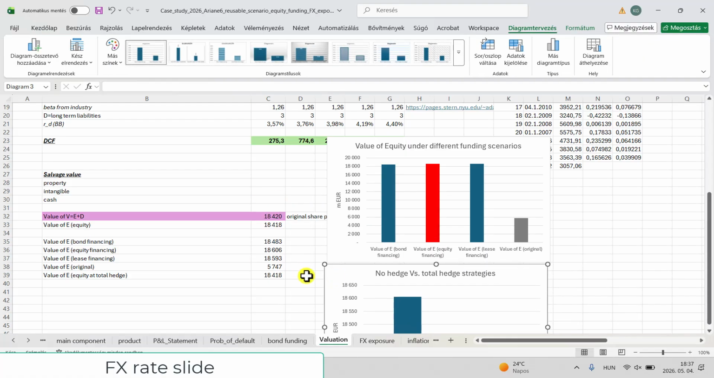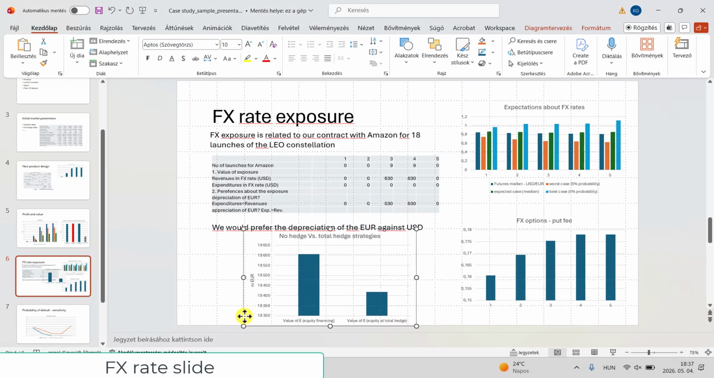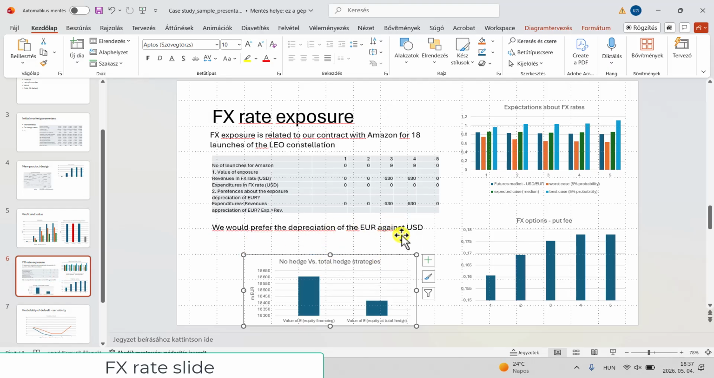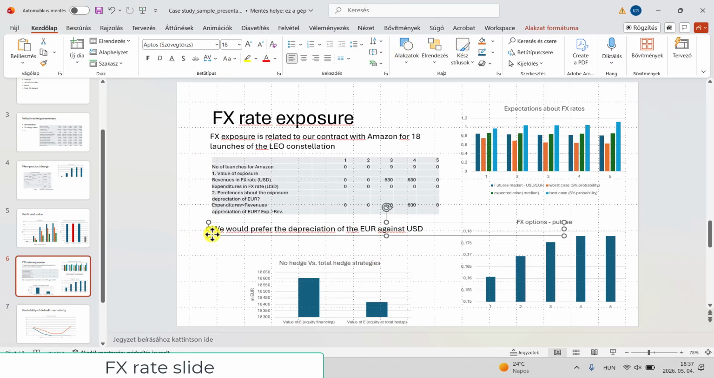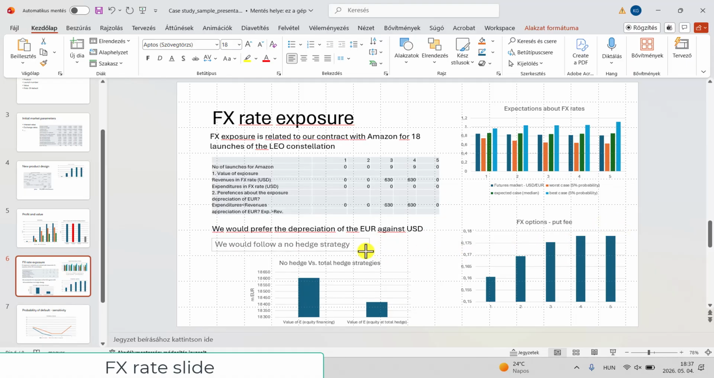So no, we don't want to do this. But still we have to write about this one. So we would follow the no hedge strategy. Again, this is absolutely up to the preferences of the investors. This is absolutely up to the preferences of the management. Right now we can say that, okay, this number is bigger than that number. So that's what we are saying that, okay, nope.